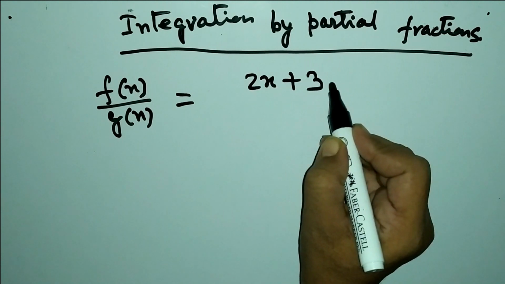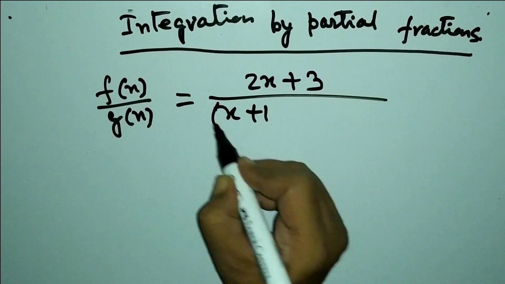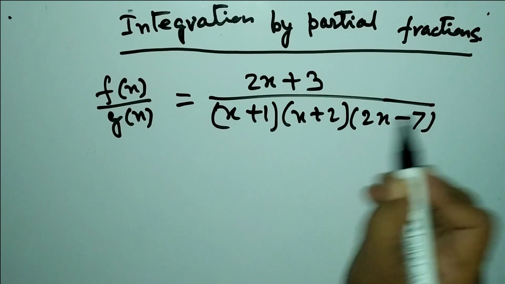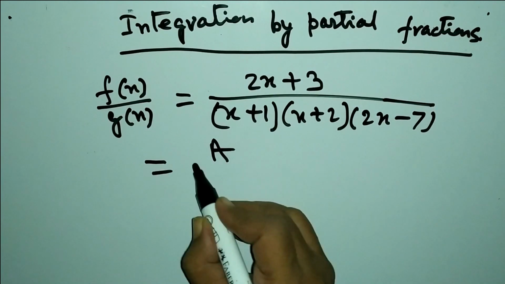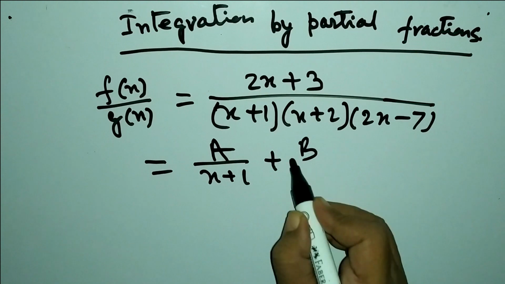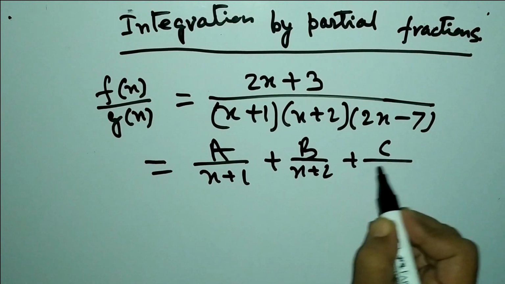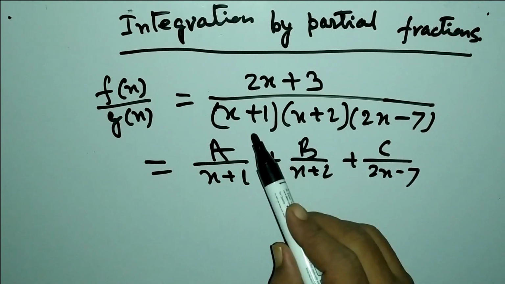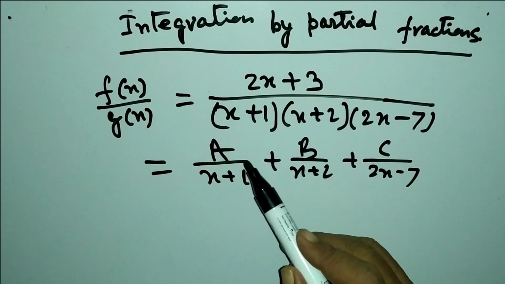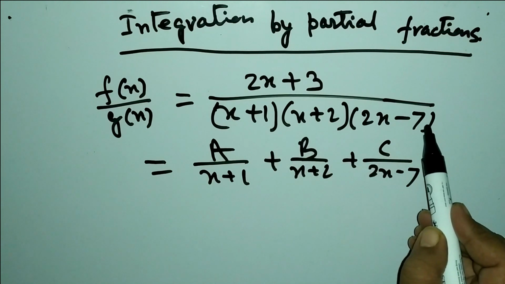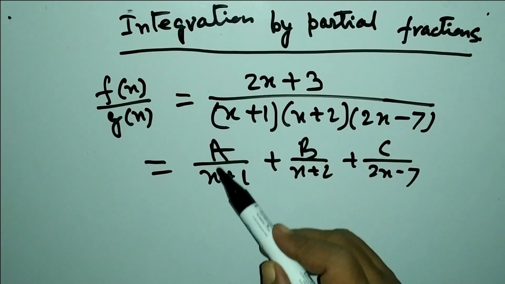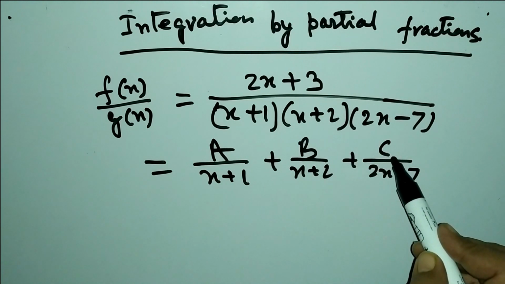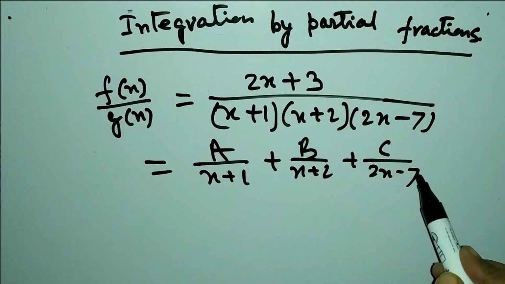Suppose f(x)/g(x) is equal to (2x+3)/((x+1)(x+2)(2x-7)). This can be written as A/(x+1) + B/(x+2) + C/(2x-7). Here x+1, x+2, 2x-7 are all non-repeated linear factors, so we write A/(x+1), B/(x+2), and C/(2x-7).